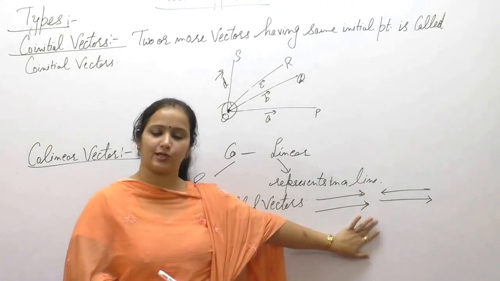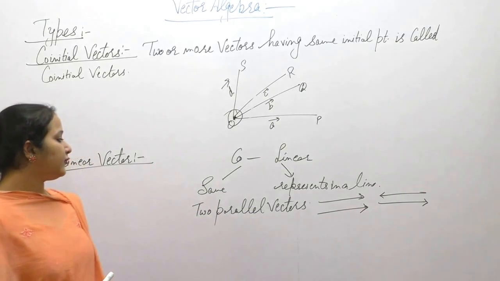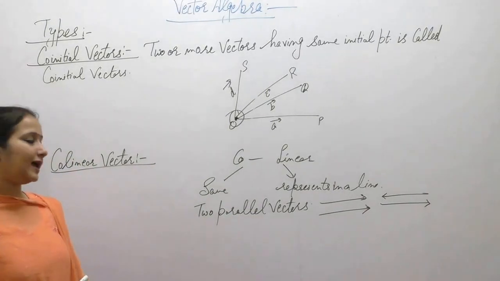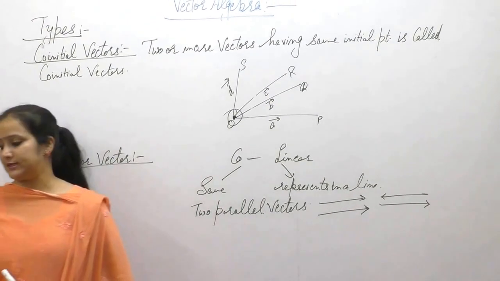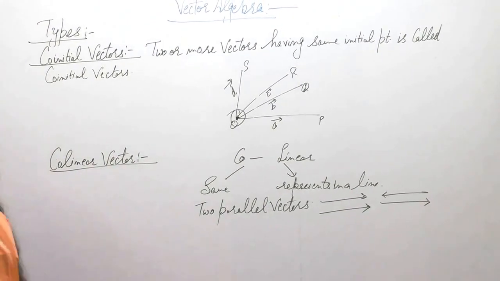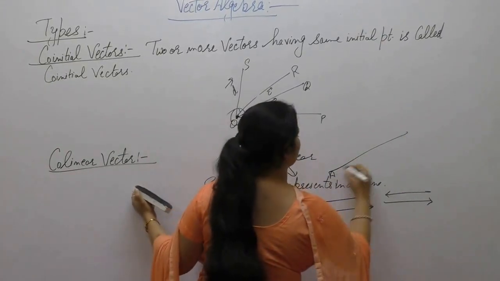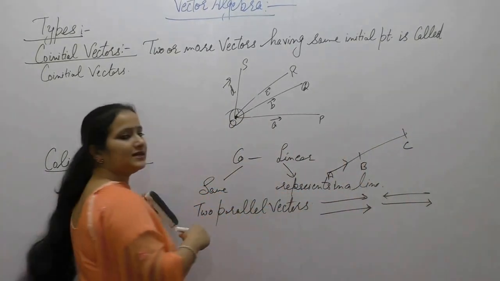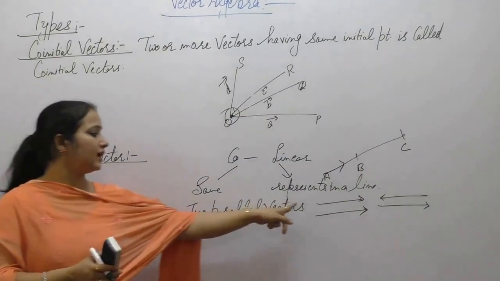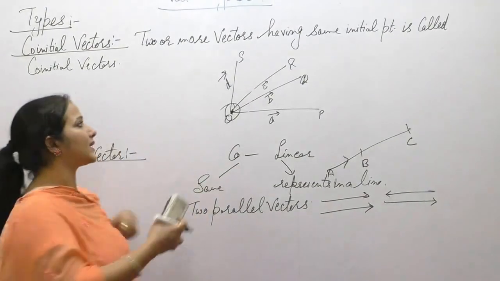Exactly opposite direction. So the vectors are said to be collinear if and only if they lie along the same line or they are parallel to each other. Next definition is, suppose these are three vectors A, B, C, they lie along the same line, so these are collinear vectors. Or if the vectors are parallel, then they are also called collinear vectors.